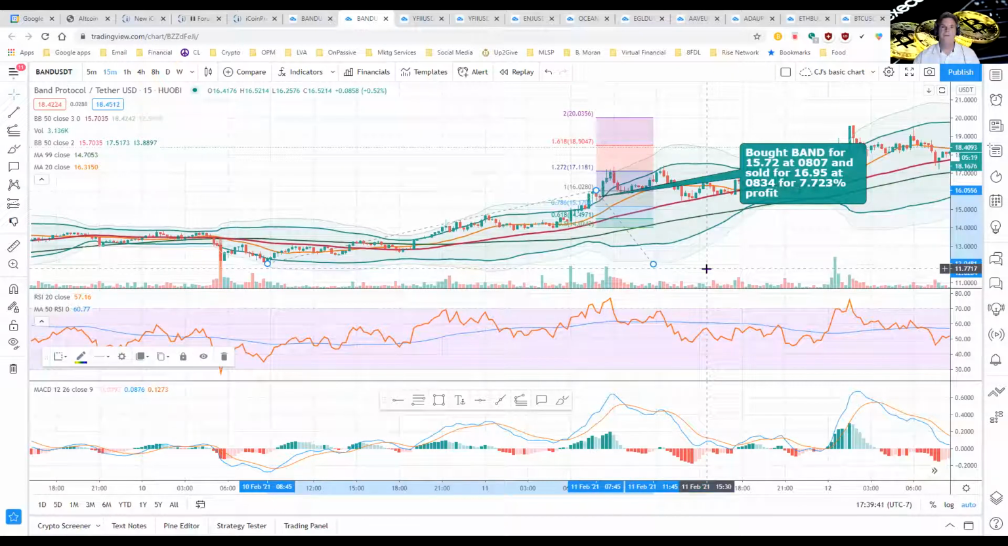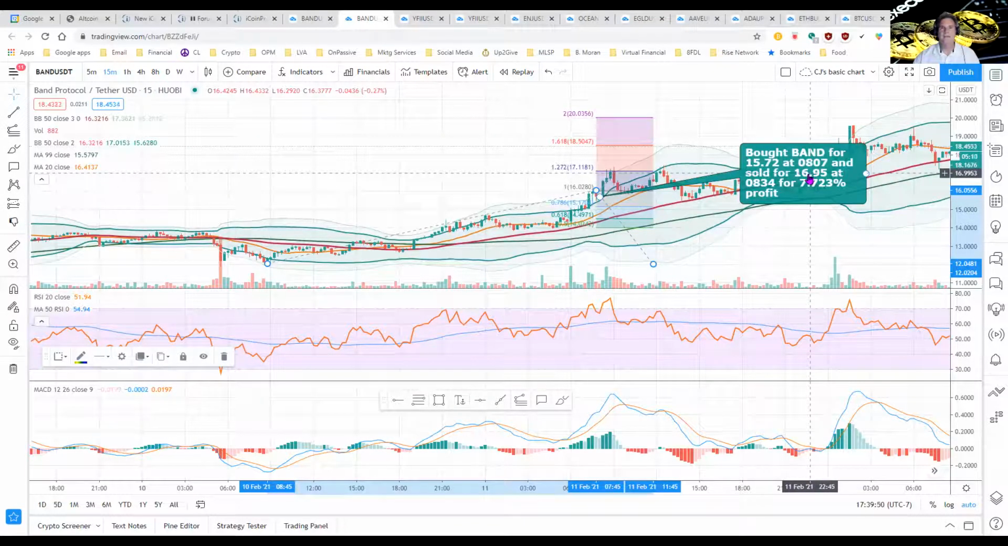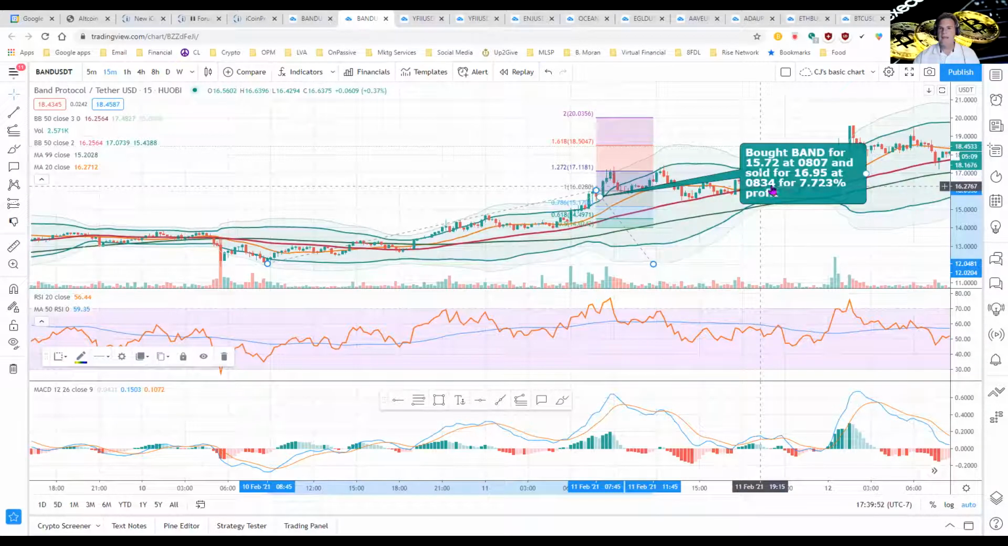And I'm not in this coin very long at all. I buy it at 15.72 at 8:07. And I'm out, just like I said, at 16.95. At 8:34, I've got a 7.723% profit in 27 minutes. So over 7% in that short a time is a perfect day trade in my mind.